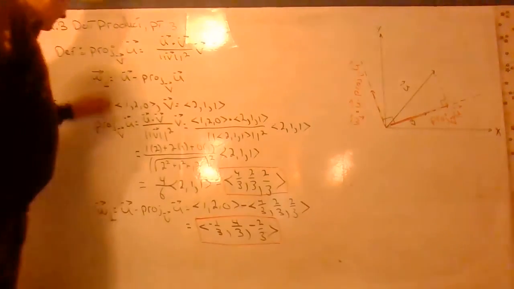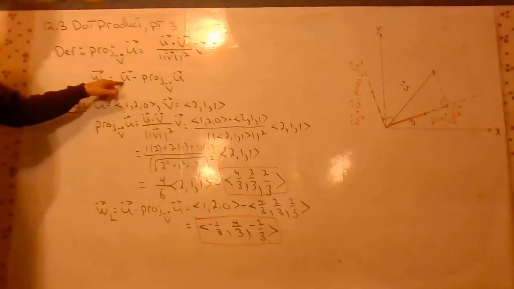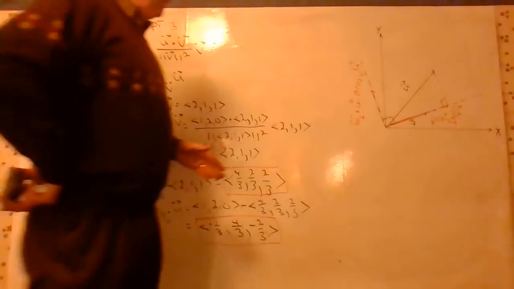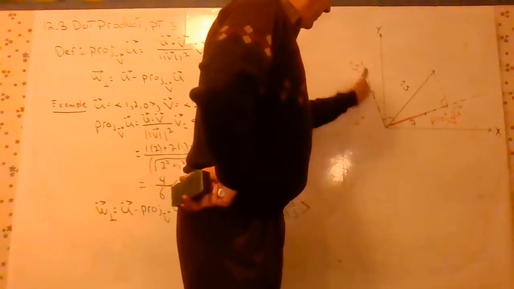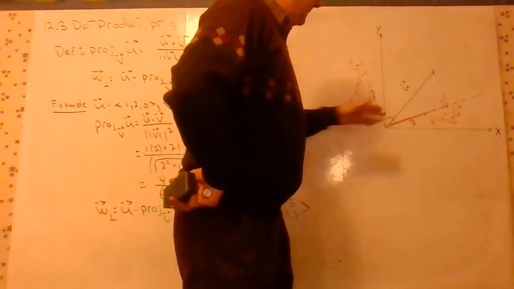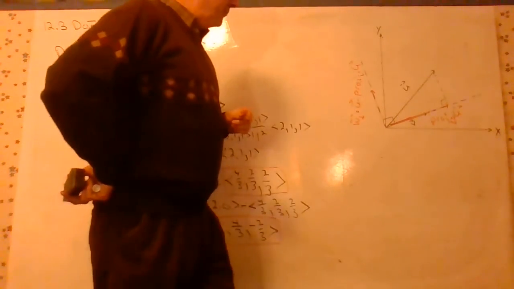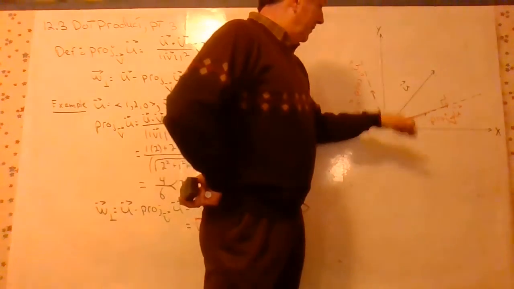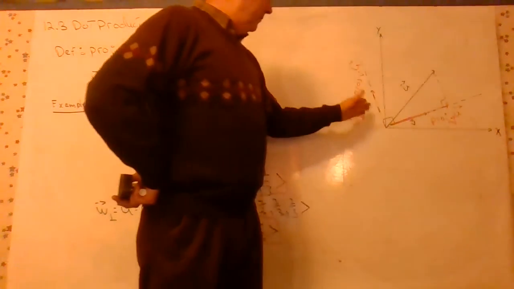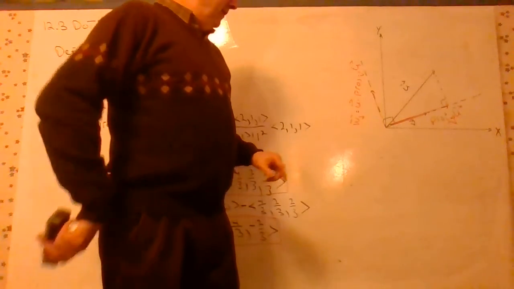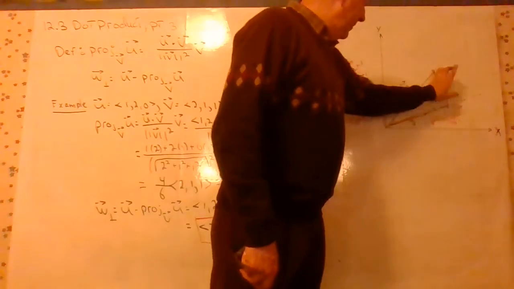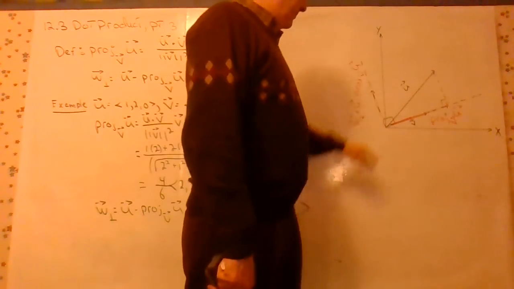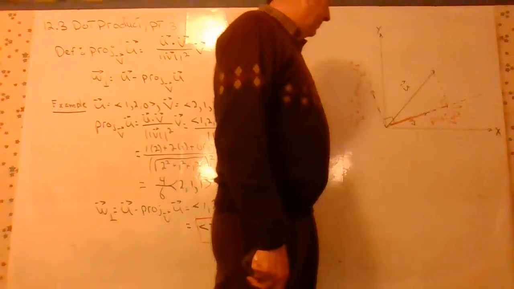And then we have what we call w perpendicular, which is u minus the projection. That's actually this perpendicular component over here. So we've actually resolved u into two components, a component parallel to v, a component perpendicular to v. And if you take this vector and move it over here, you'll see u is equal to the vector sum of this plus this. We'll talk about that in a minute.